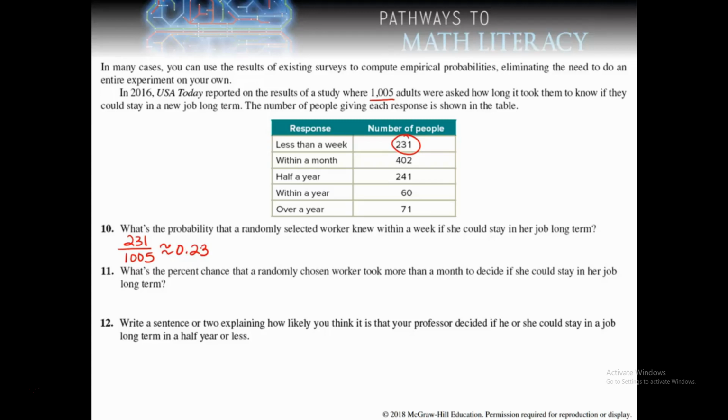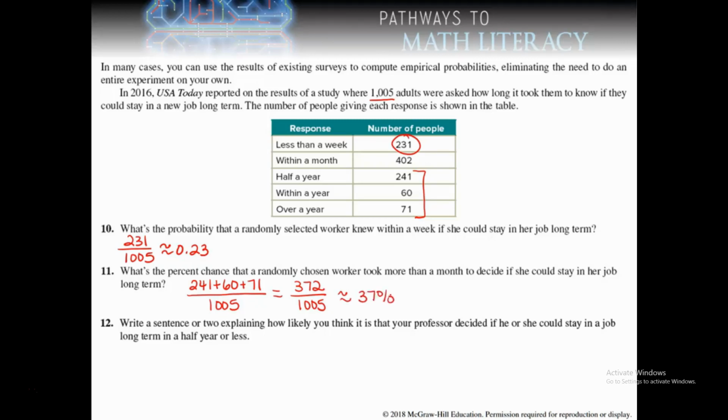In 11, what's the percent chance that a randomly chosen worker took more than a month? Well, more than a month would not be less than a week, not within a month. It would be any of the other 3 categories: half a year, within a year, or over a year. So I would need to add those 3 together: 241 plus 60 plus 71, and divide that by 1,005. And so that's 372 out of 1,005. And that comes out to about 37%.